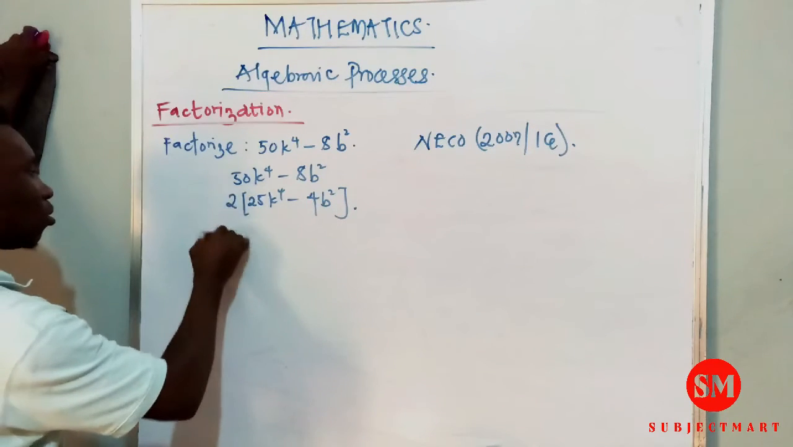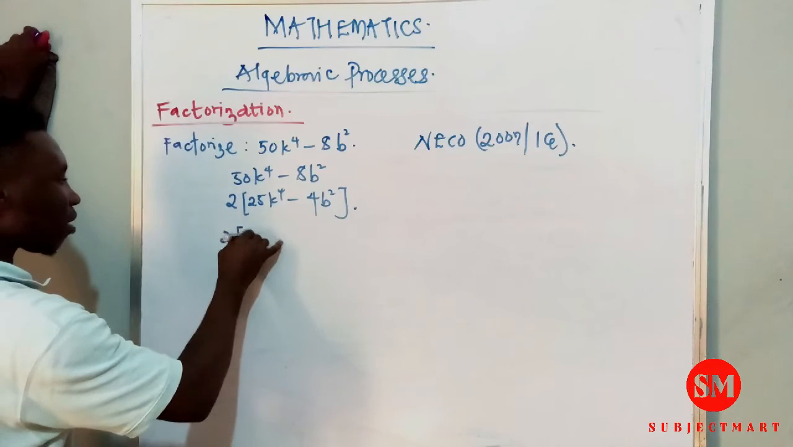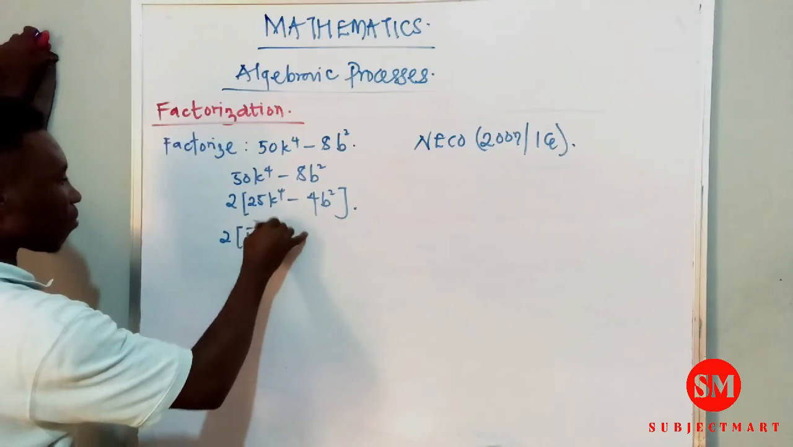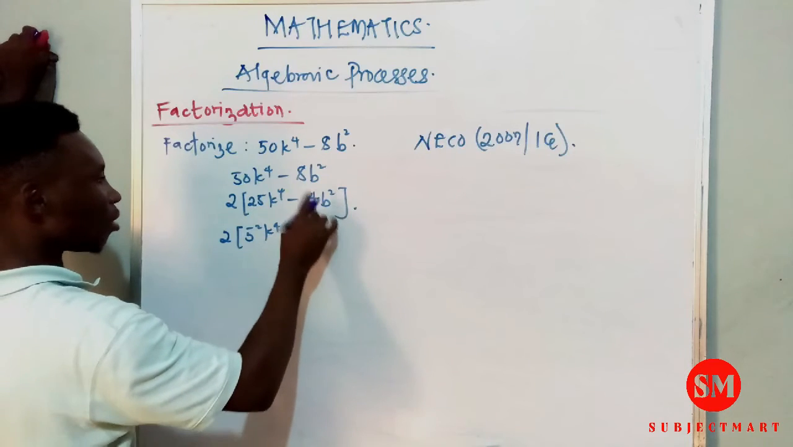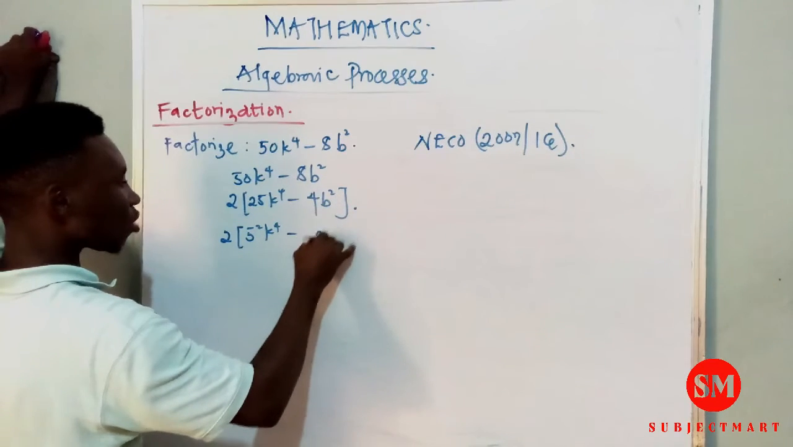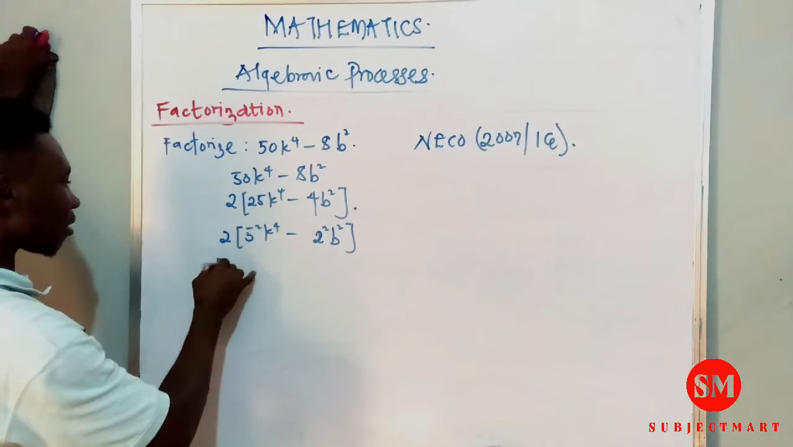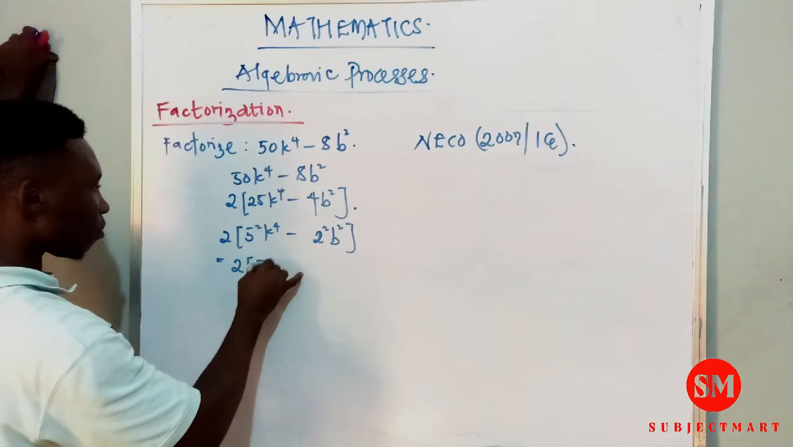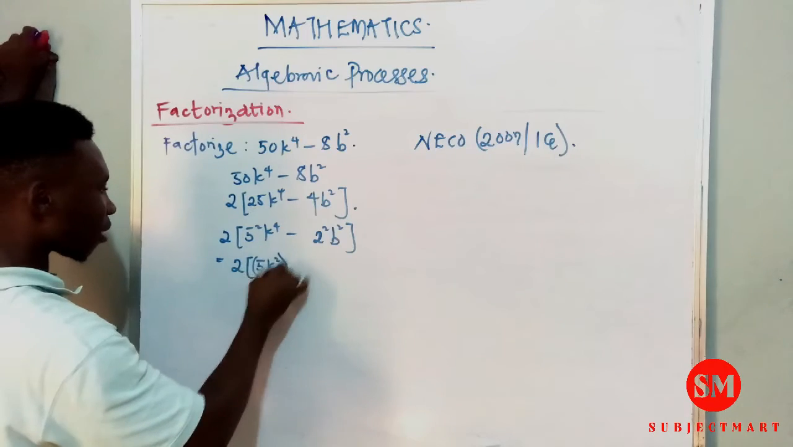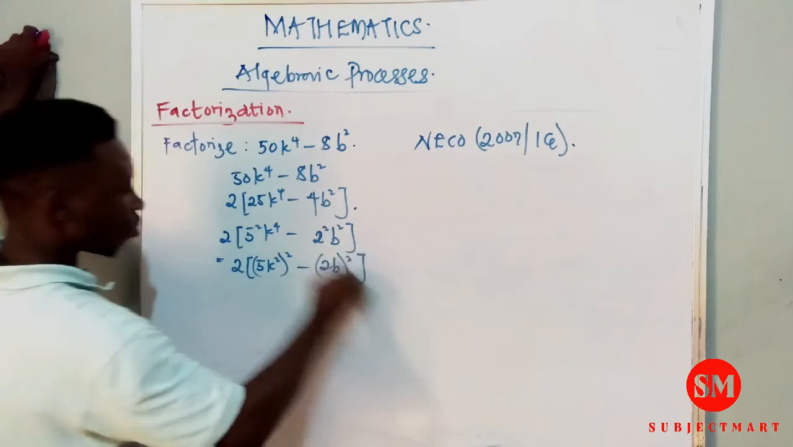Therefore, I can continue by saying that 2 open brackets 5 raised to the power 2 k raised to the power 4 minus 2 raised to the power 2 b raised to the power 2. So I can further say that this is 2 open bracket 5k raised to the power 2, close bracket raised to the power 2, minus 2b raised to the power 2.